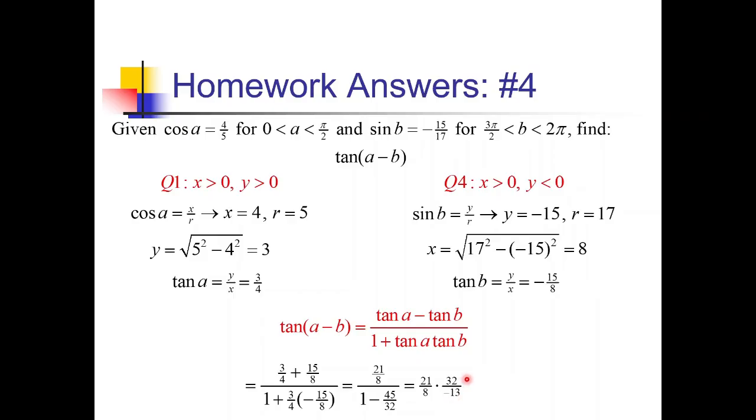Now I'm supposed to be able to do this without a calculator. So to kind of help me along, I'm going to cross cancel or reduce the 8 and the 32. That gives me a 1 down here and a 4 up here. And now I can just multiply straight across. 21 times 4 is 84 over negative 13. And that's as good as this one's going to get.